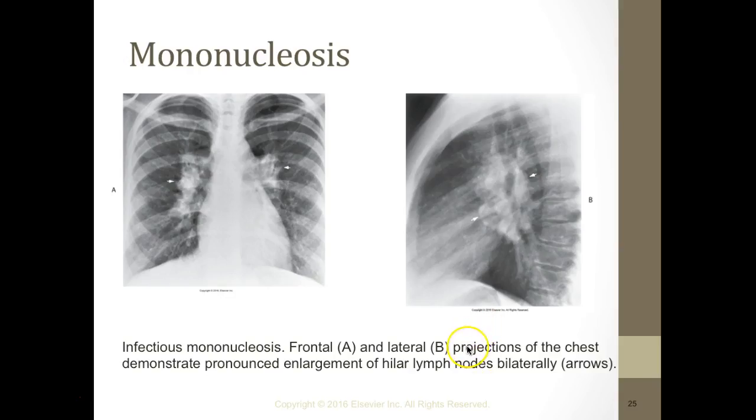For infectious mononucleosis, here's the AP and lateral of the chest with enlarged hilar lymph nodes bilaterally. You can see with the little arrows here the enlarged lymph nodes. You can see that's all enlarged.